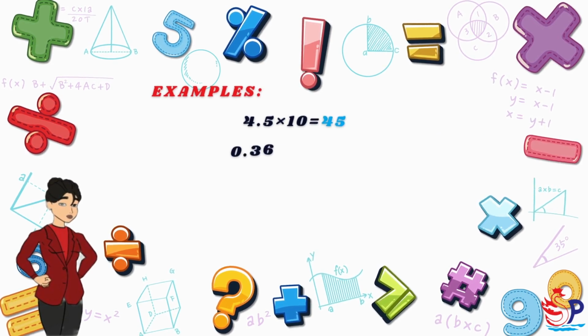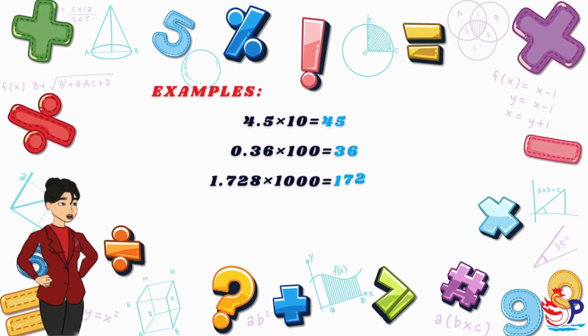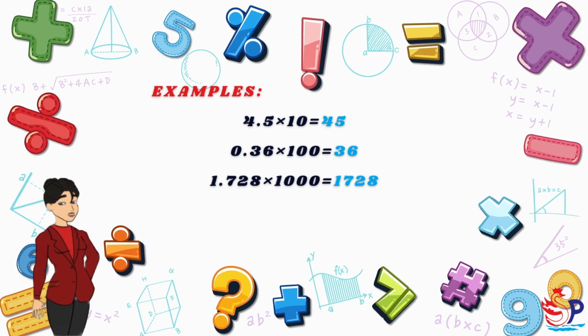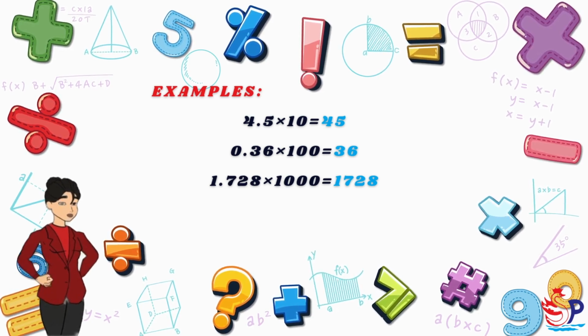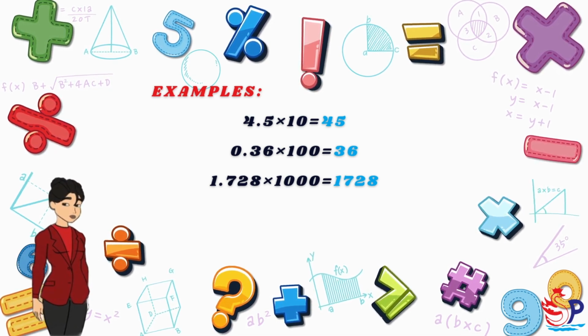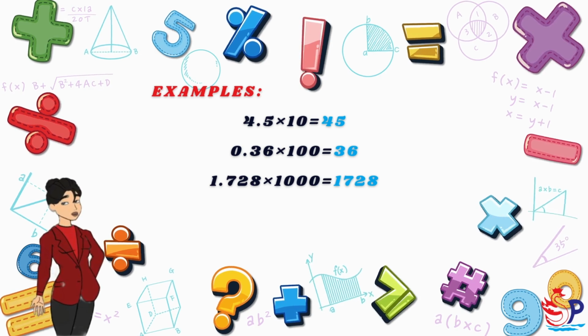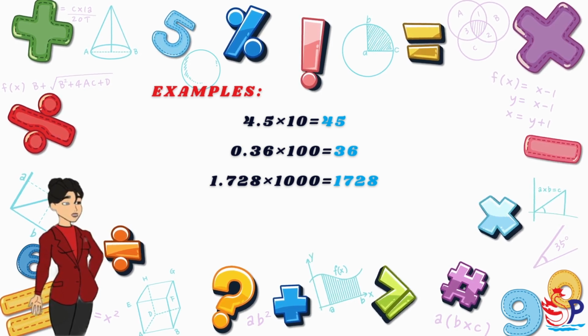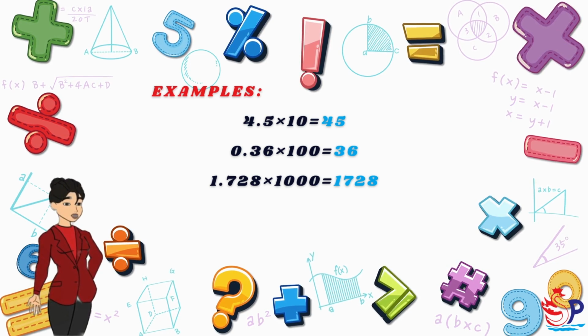Examples: 4.5 multiplied by 10 is equal to 45. 0.36 multiplied by 100 is equal to 36. 1.728 multiplied by 1000 is equal to 1728.